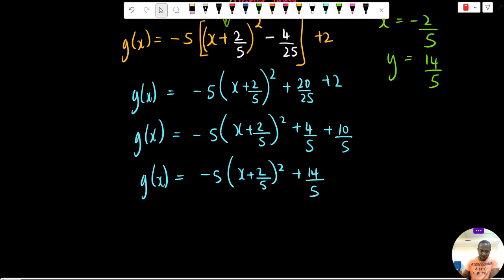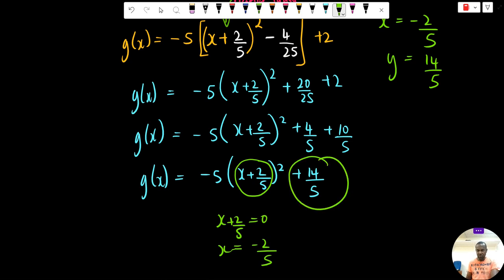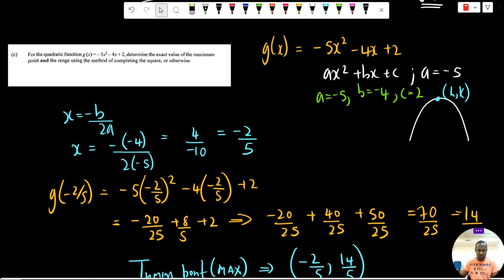And of course, the x-coordinate occurs where this expression inside the bracket equals 0. So when we set x plus 2 over 5 equals 0, it means x is equal to minus 2 over 5, right? So x equals negative 2 over 5. That is the x-coordinate of the turning point. And of course, our y-coordinate is this number over here by itself. All right, so once again, the maximum point will have coordinates minus 2 over 5, 14 over 5, which of course is the same exact thing that we'd have gotten before.